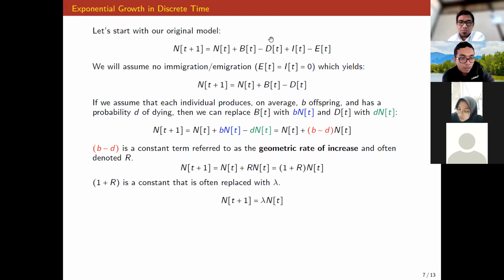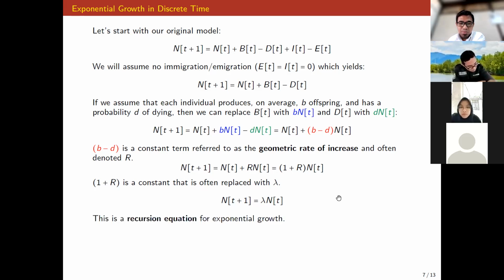So from these equations, again, I review quickly. E and I, we set to 0, because we assume there is no immigration and emigration, and the rest will be rewritten by these equations. So what we called before, this is the recursion equations for exponential growth in discrete time. So this is the case in discrete time.